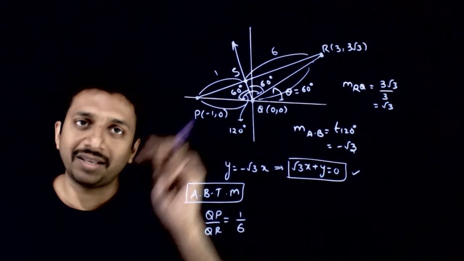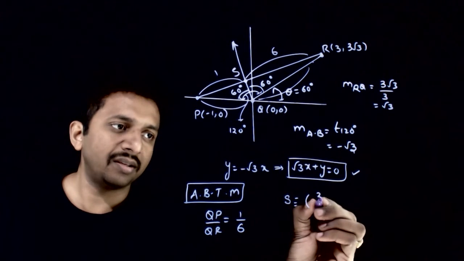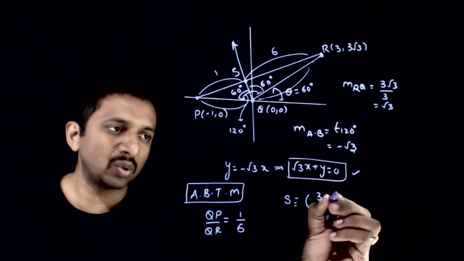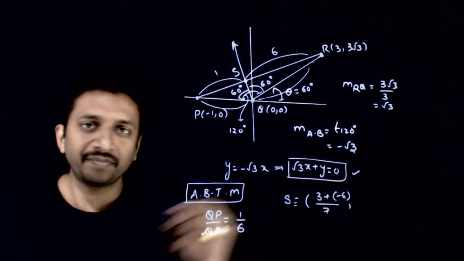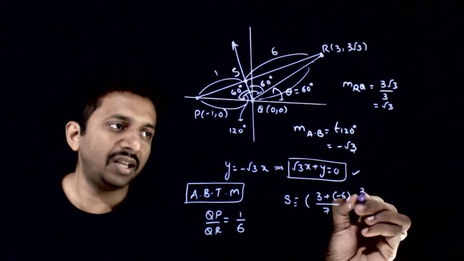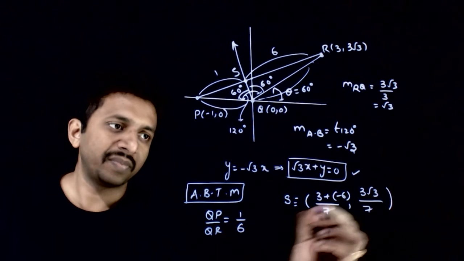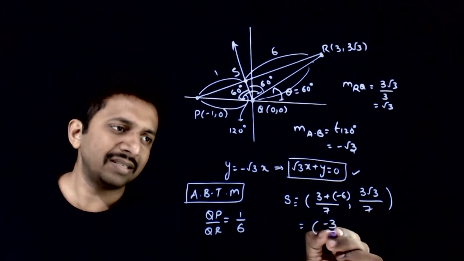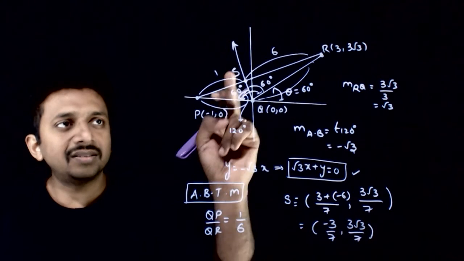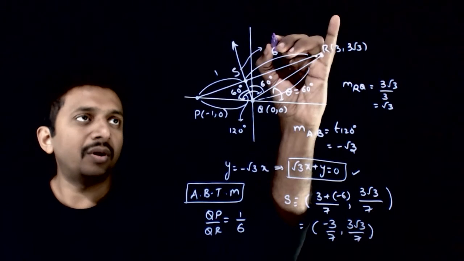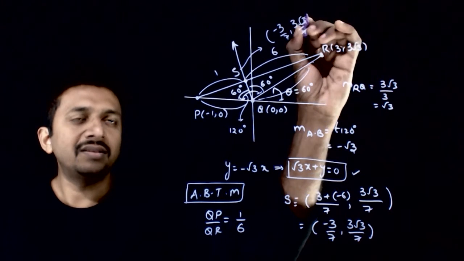Now what is the point S? So the point S is given by 1 into 3 plus 6 into minus 1 by 1 plus 6, which is 7. And 1 into 3 root 3 is 3 root 3 plus 6 into 0 is 0, by 7. That is equal to minus 3 by 7 comma 3 root 3 by 7. And this point is having the coordinates minus 3 by 7 comma 3 root 3 by 7.